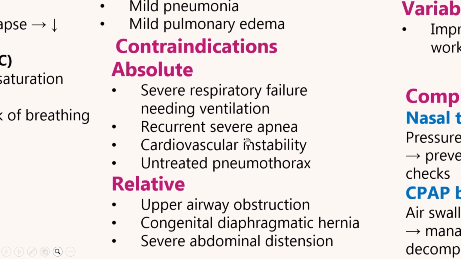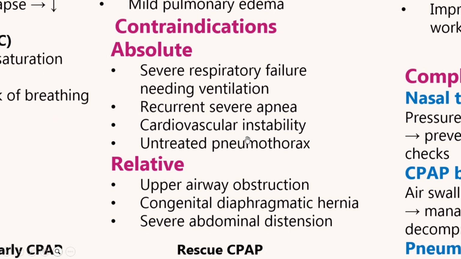Then recurrent severe apnea is going to be an absolute contraindication, because this means this person is having cessation of breathing for a while. If they're not breathing, CPAP is not going to change that. Cardiovascular instability is important to understand, because CPAP increases the intrathoracic pressure, which means it's going to reduce the amount of blood that is coming back to the heart. If this baby is having shock or something like that, and you are again increasing the pressure within the intrathoracic cavity, you're reducing the amount of blood coming back to the heart, they're going to get weaker and weaker. The heart is going to get less blood, the cardiac output is going to worsen.